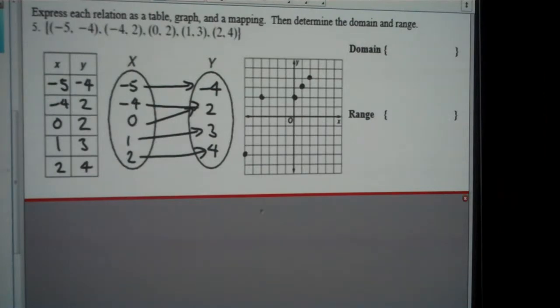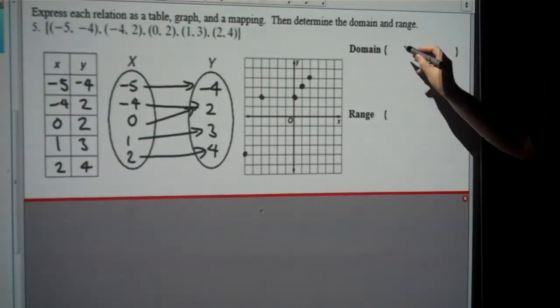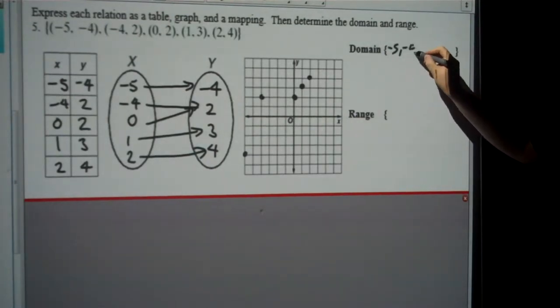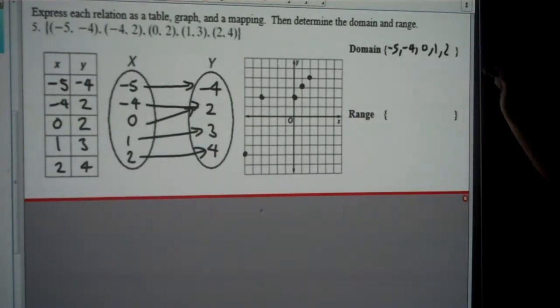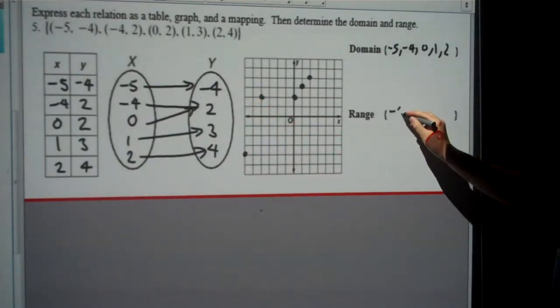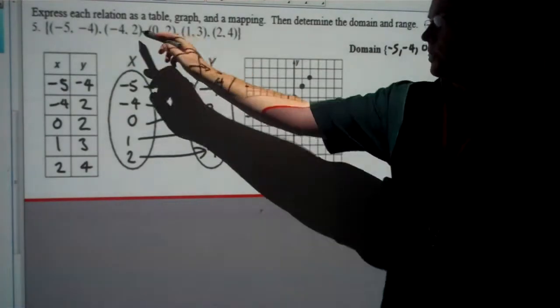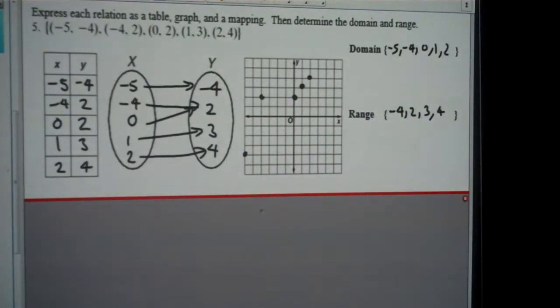Domain is which x values I have. So my domain would just be a list of all these numbers separated by a comma: -5, -4, 0, 1, and 2. And my range is just the y values that I have, which were -4, 2, 3, and 4. Notice I'm not putting the 2 twice because I already have that.